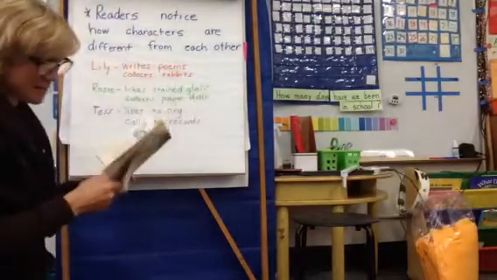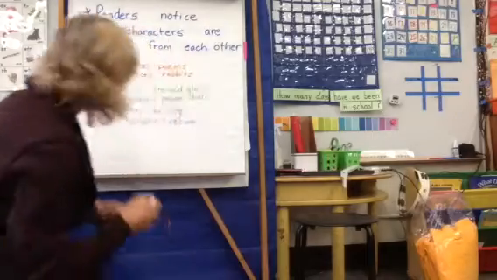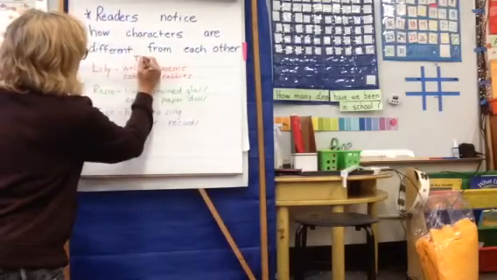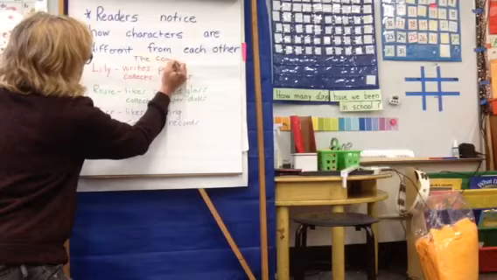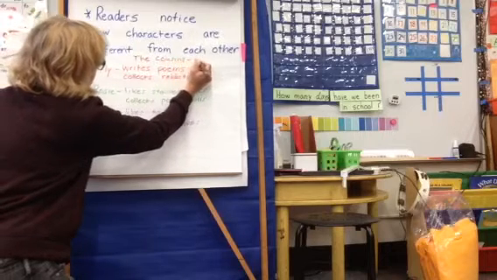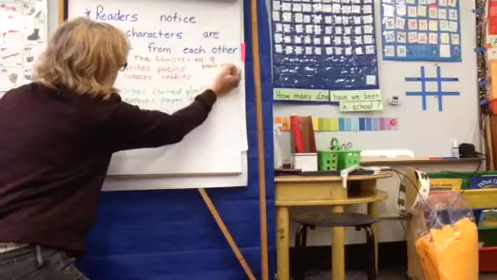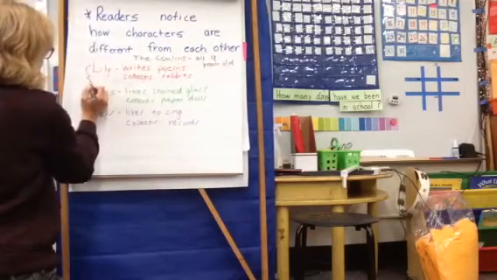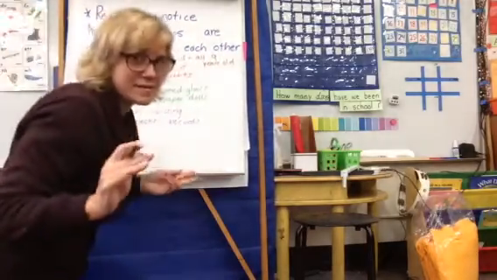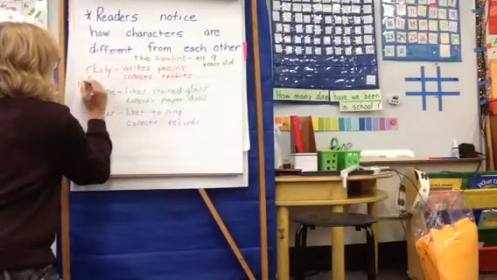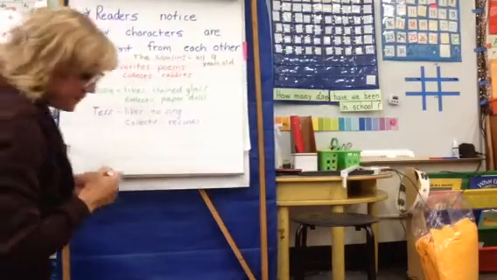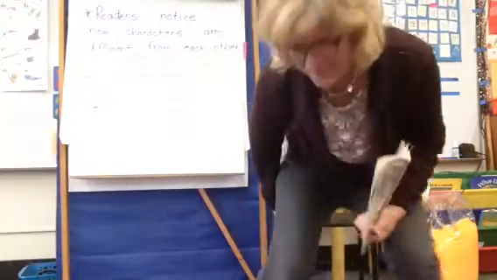Okay, now remember, there's something special about all of them. We'll call this the cousins. They are all 9 years old. And Lily and Rosie are sisters. Okay, that's going to help us keep track of our characters as we read our book.